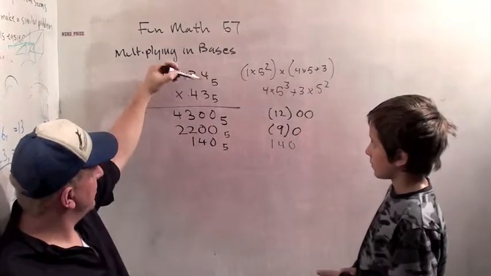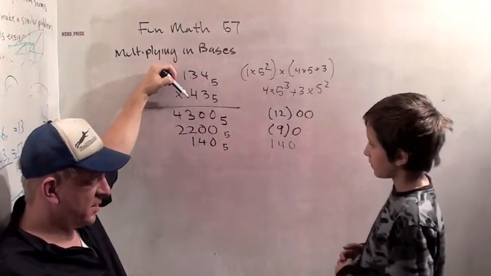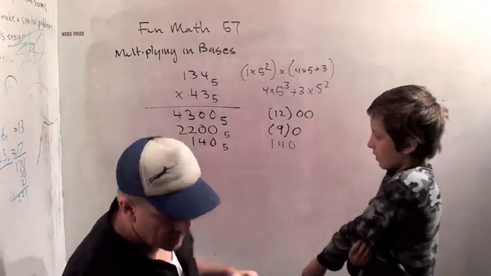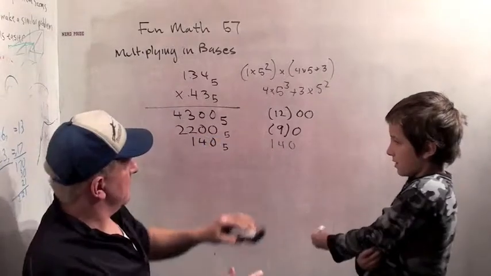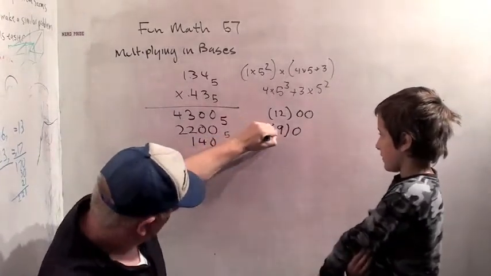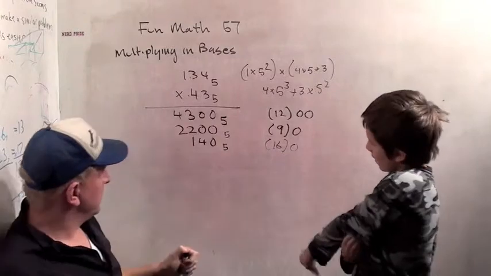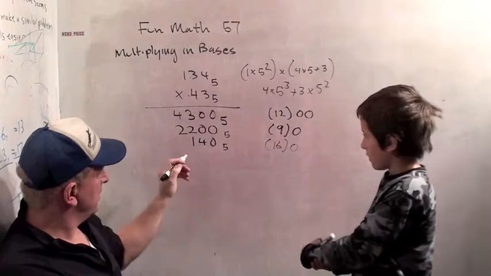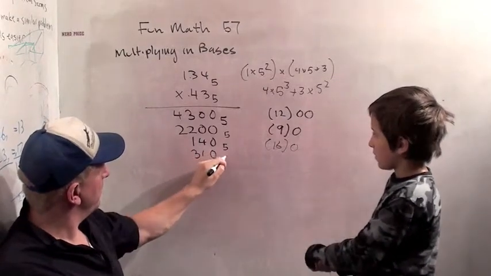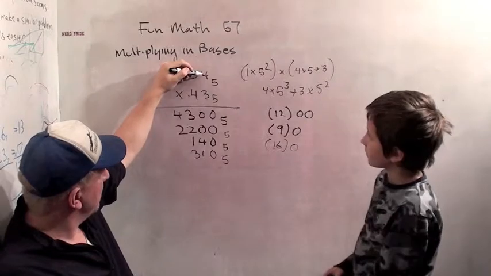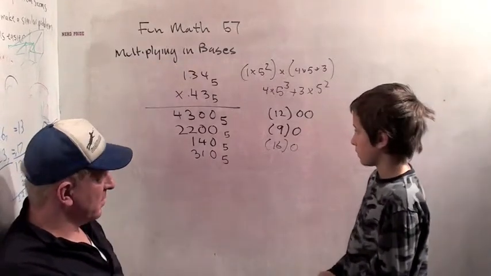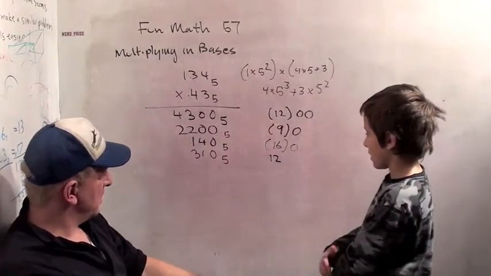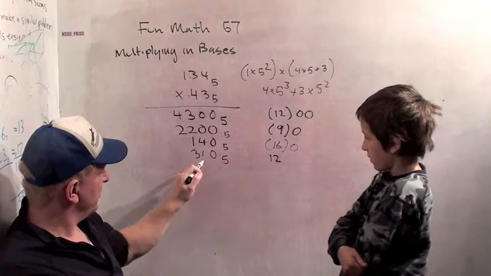And the next thing I have to do is 4 times 40, which is 160. Okay. In base 5, it's 16 0. And 16 in base 5 is 3, 1. Okay, so I get 310 base 5. And last is 4 times 3, which is 12. 12 is 2, 2.